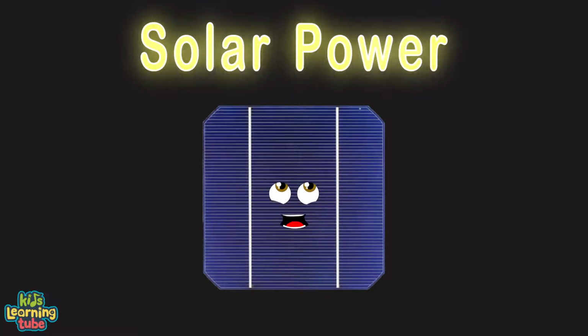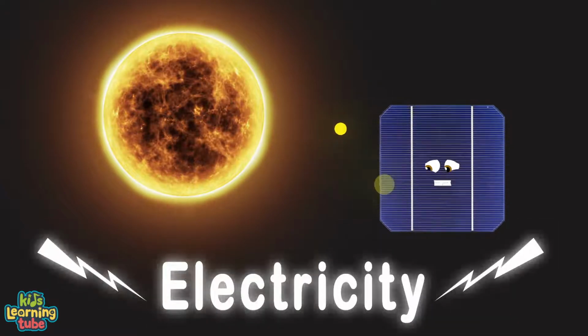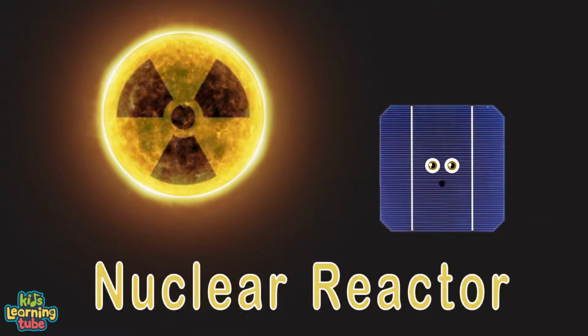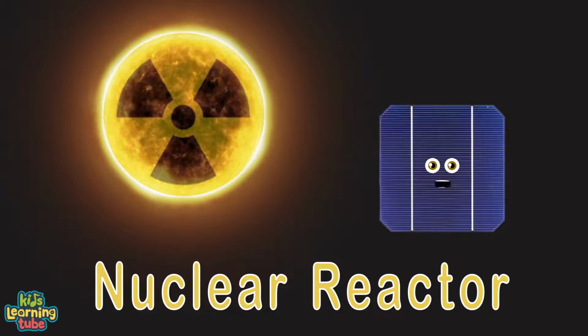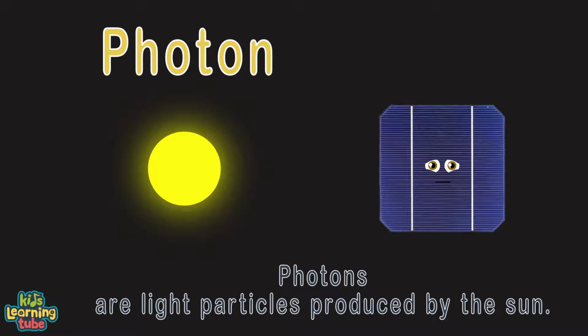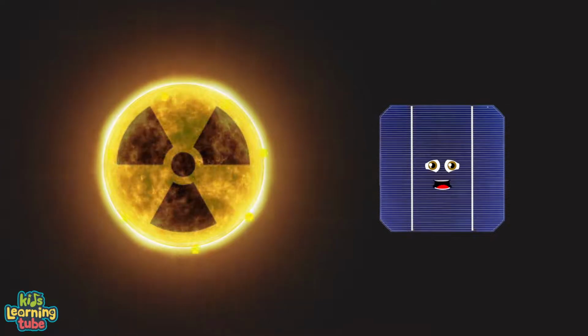What is solar power? It's the conversion of energy from our sunlight into electricity. Our sun's a natural nuclear reactor, you should know. It's the most abundant energy resource on Earth, I'll show. Now what's a photon? They're light particles produced by the sun. They're made by nuclear fusion, shot into space in all directions.